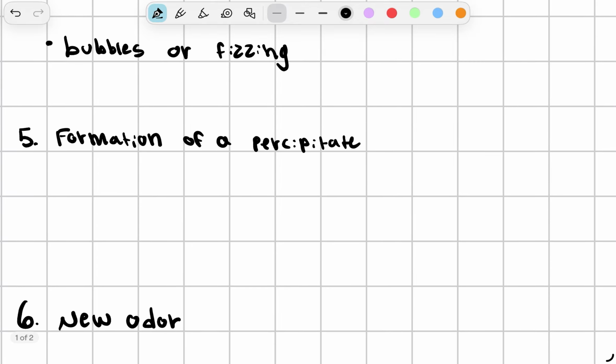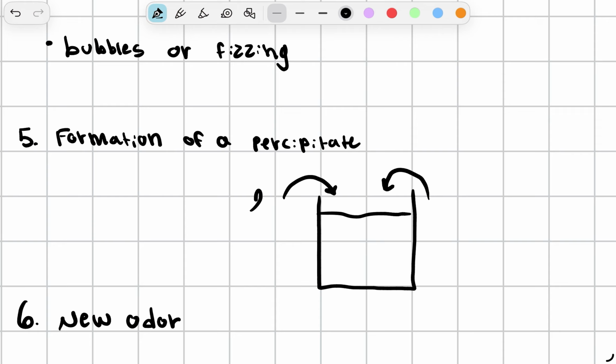Number 5, the formation of a precipitate. What is a precipitate and how is it formed? A precipitate is formed by mixing 2 liquids together. Let's call this liquid 1 and liquid 2. The precipitate is the solid that forms between these 2 liquids.